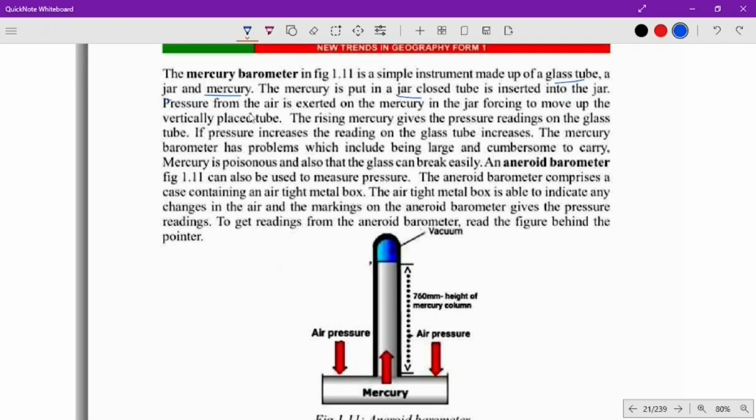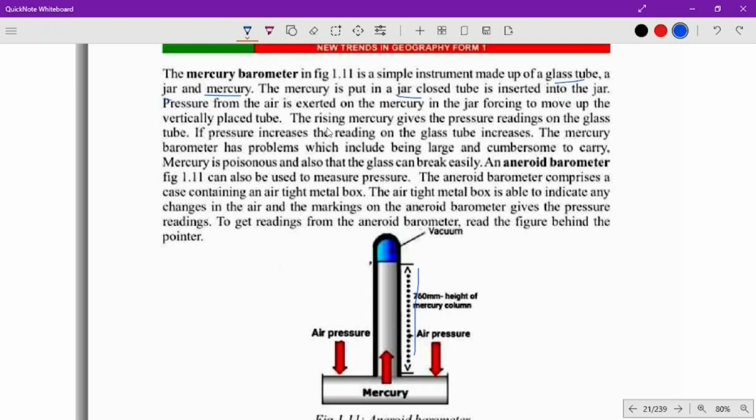Now, pressure from the air is exerted on the mercury, right? Then the rising mercury gives the pressure reading on the glass tube. So here is the reading, which means when the mercury is subjected to pressure, it is forced to rise in this tube. Then how high it goes gives us the pressure reading.